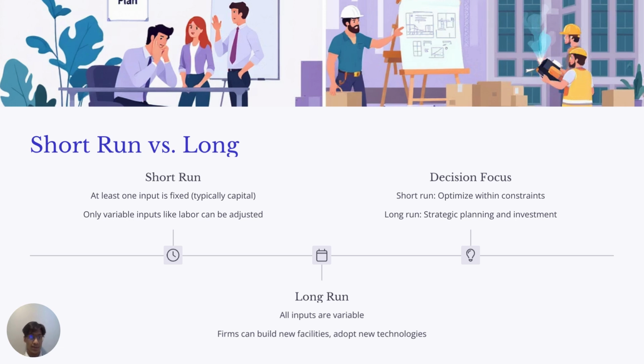Short run versus long run. Now, we distinguish between short run and long run production decisions. In the short run, some inputs like capital or equipment are fixed. You might be able to hire more workers, but you can't build a new factory overnight. This limits flexibility. In contrast, the long run is a planning horizon where all inputs are variable. You can redesign processes, build new facilities, and adopt new technologies. Understanding this distinction is crucial. Short run decisions are about optimizing within constraints, and long run decisions involve strategic change and investment.